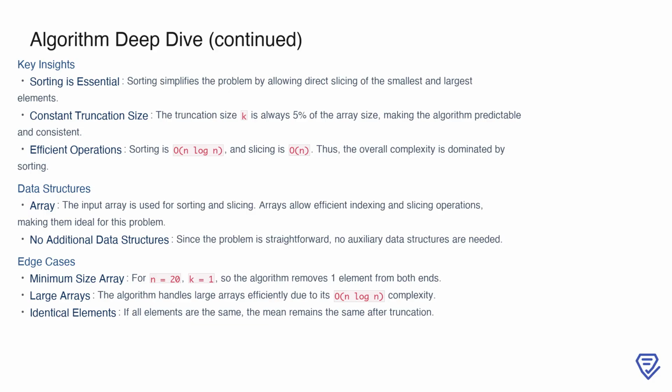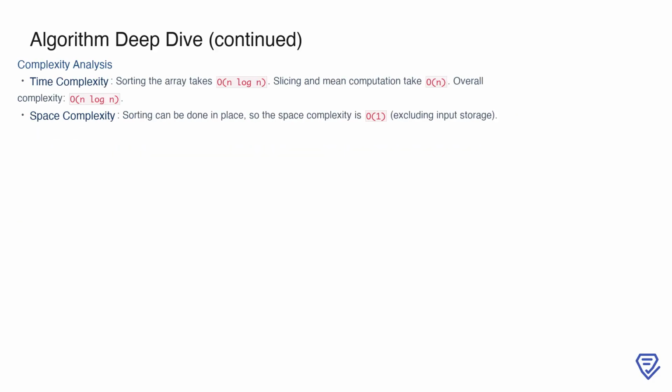doesn't affect the result. To wrap up, let's analyze the algorithm's complexity. The time complexity is dominated by the sorting step, which is O(n log n). Slicing the array and calculating the mean together take O(n), so the overall time complexity remains O(n log n). As for space complexity, the sorting can be done in place, meaning no extra space is required beyond the input array itself. This makes the space complexity O(1), excluding the storage for the input. Together, these complexities ensure that the algorithm is efficient and scalable, even for large input arrays.